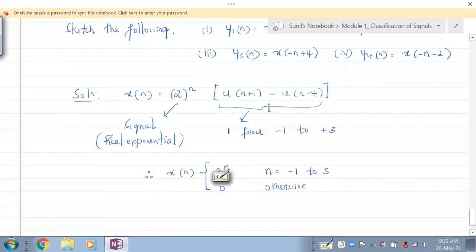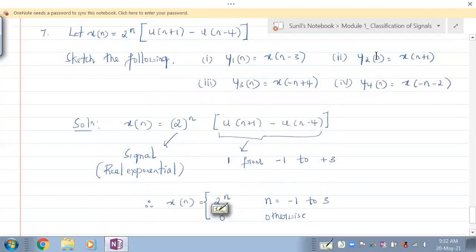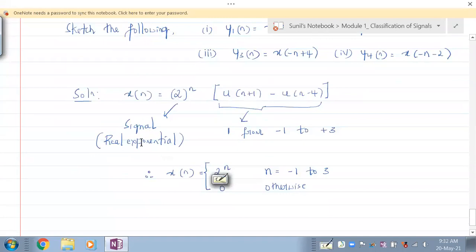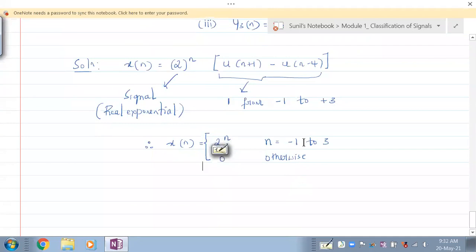If you want to sketch this and then see what is x of n, it will take too much time, and what they have asked needs extra time. So saving time by looking at the signals like this and understanding the signal like this is very important here. Get that point? Here 2 power n is the signal, and this unit step function is telling us from where to where 2 power n exists. 2 power n exists from minus 1 to plus 3, and x of n is 0 in the places other than minus 1 to 3. Is it okay with you?